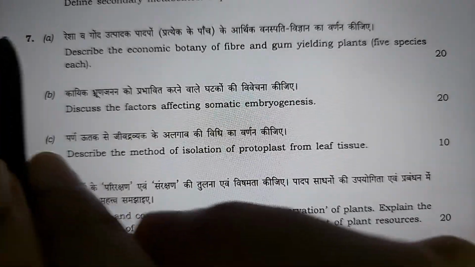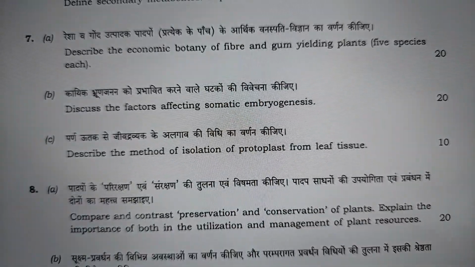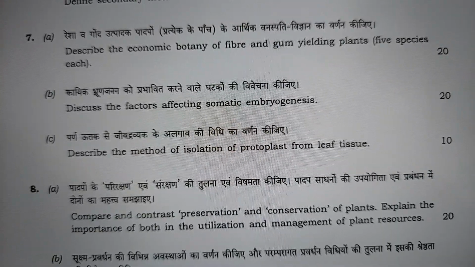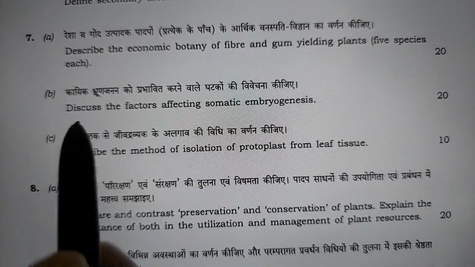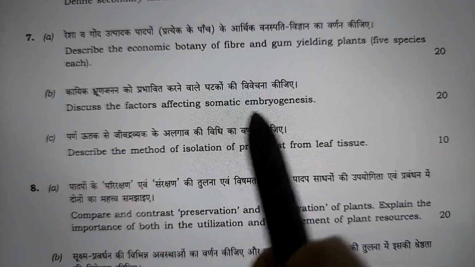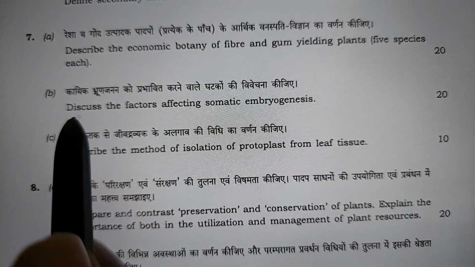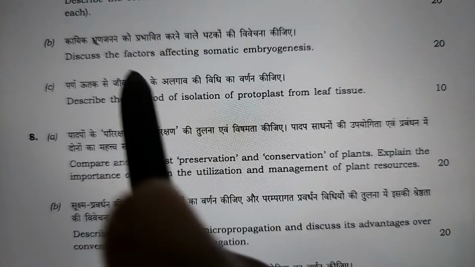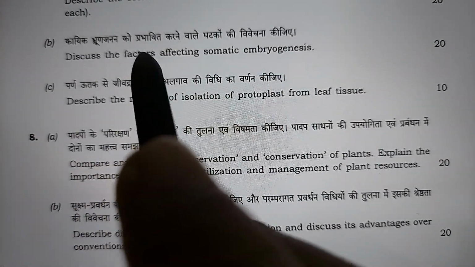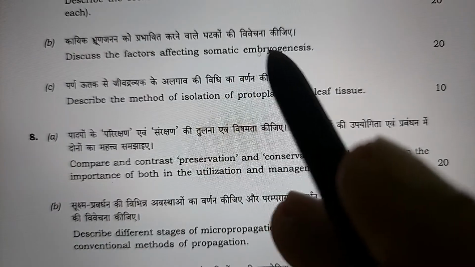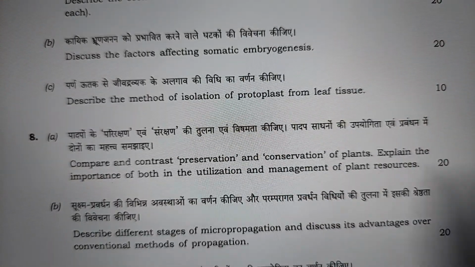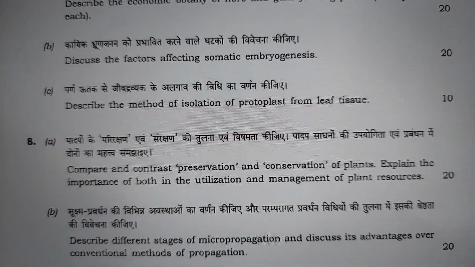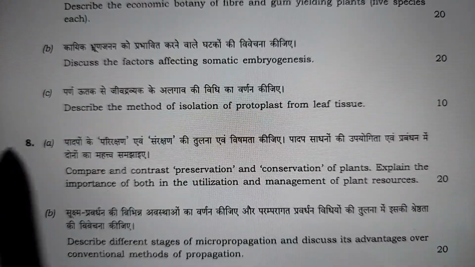Question number 7 is also having 3 options. The first one is describe the economic botany of fiber and gum yielding plants, 5 species as examples, 20 marks. Discuss the factors affecting somatic embryogenesis, 20 marks. C is describe the methods of isolation of protoplasts from leaf tissue, 10 marks.